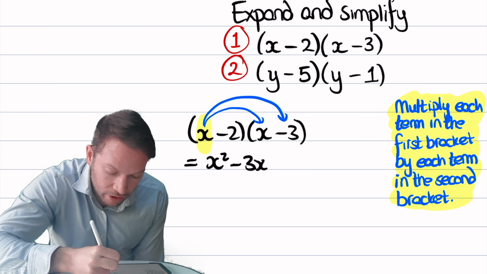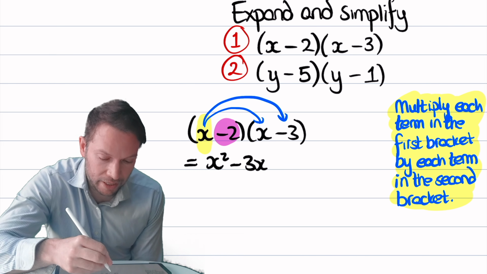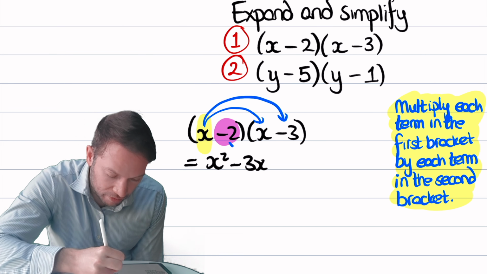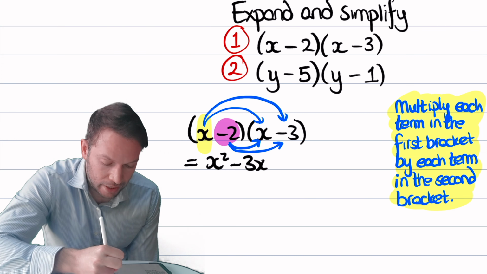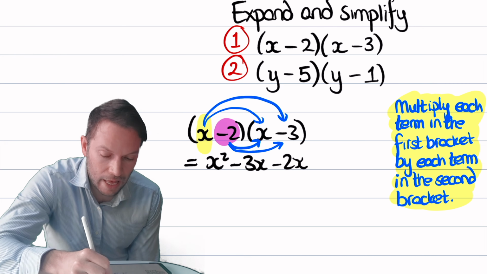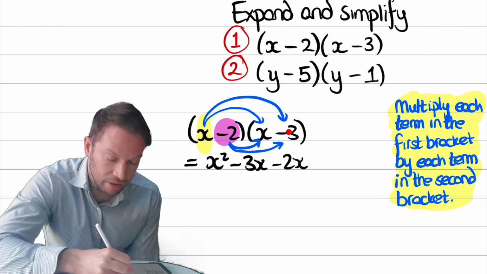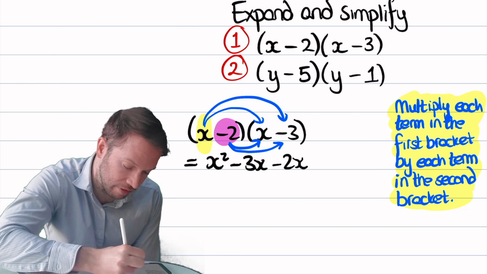So now we need to do the second thing in the first bracket multiplied by each thing in the second bracket. So we're going to do the minus 2 times the x, and we're going to do the minus 2 times the minus 3. Now, firstly, negative 2 times x is just negative 2x. And then we've got the minus 2 times minus 3. Negative times negative is positive, so it's going to be positive 6.